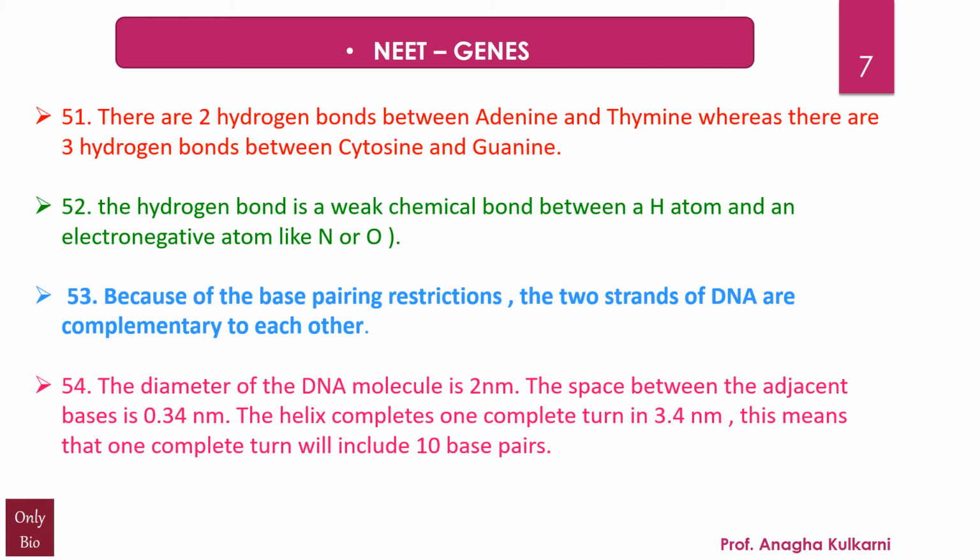Next, the diameter of the DNA molecule is 2 nanometers. The space between the adjacent bases is 0.34 nanometers. The helix completes one turn in 3.4 nanometers, and this means that one complete turn will include 10 base pairs.